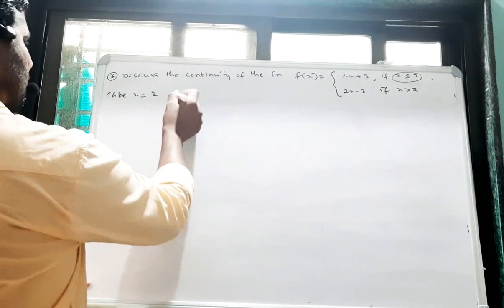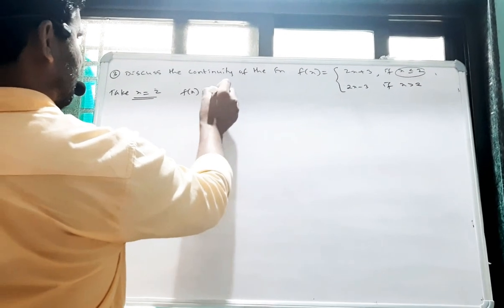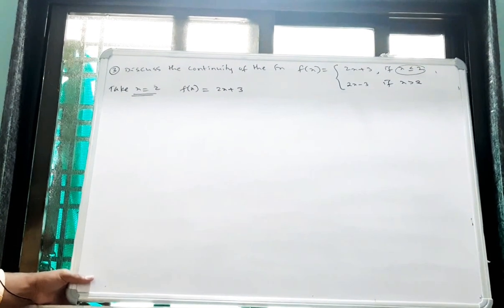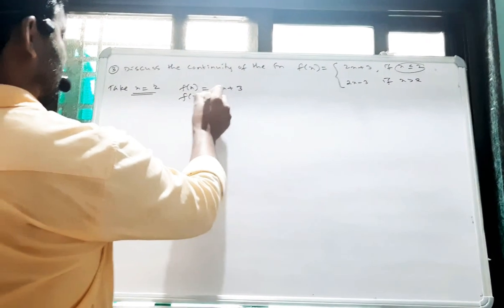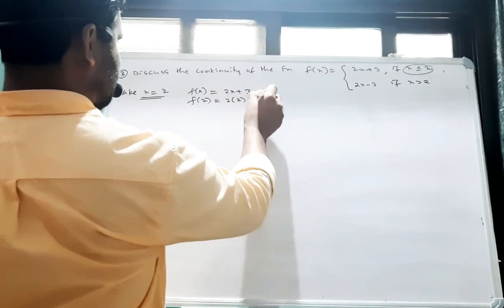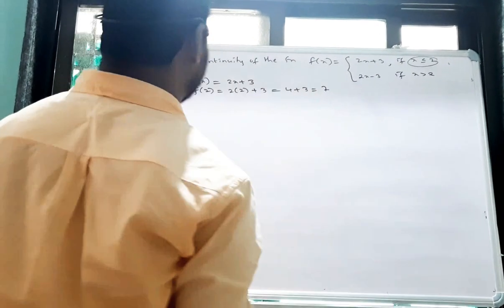So here, at x equal to 2, f of x is given as 2x plus 3. Put x equal to 2, so f of 2 is equal to 2 into 2 plus 3, which is 4 plus 3, equal to 7. This is the value of the function.